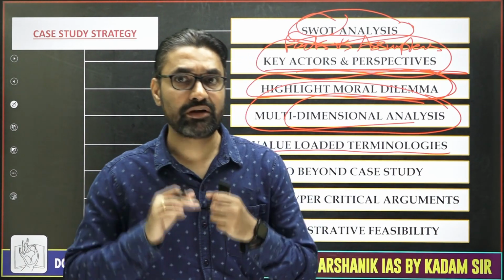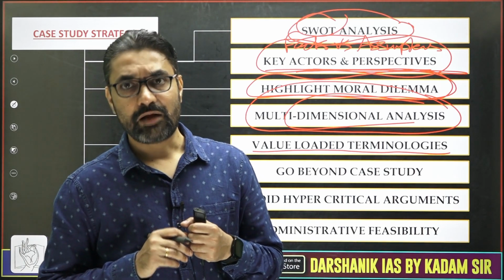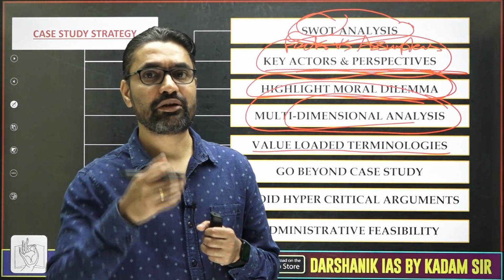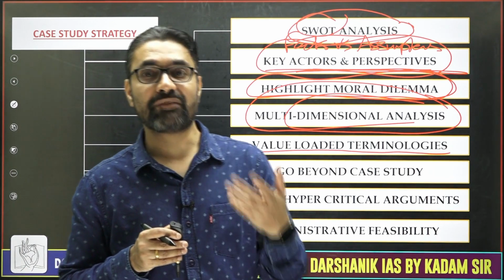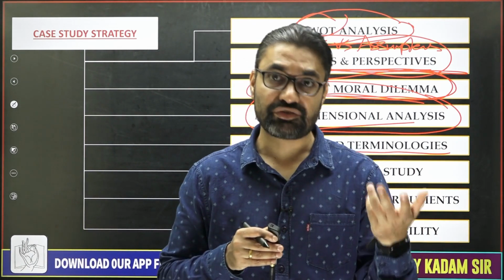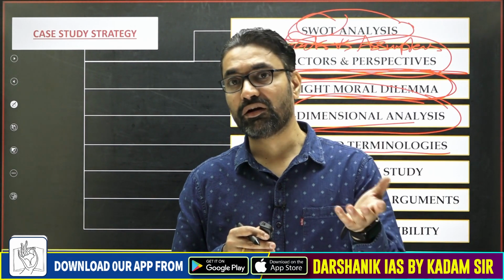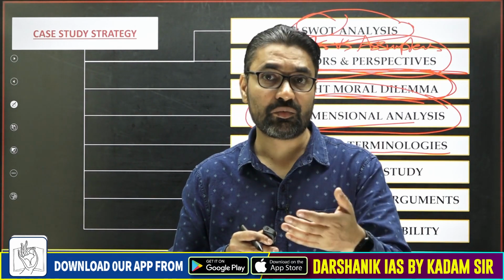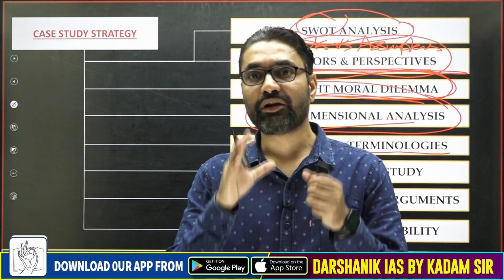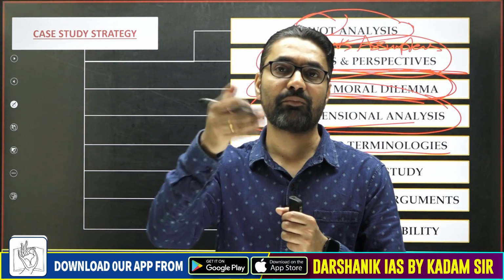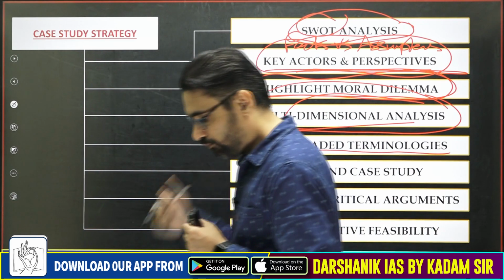The more value loaded terminology you use in your answer, the more your answer length will be reduced tremendously. And what I mean by value loaded terminology, I just told you: words like nepotism, cost benefit analysis, social integration, institutionalized prejudices. Try to throw such words into your answer, and the more such words you use, the better marks you will get. Your answer will become very concise and you will be able to write more and more points or more and more dimensions, and you will be able to score more.